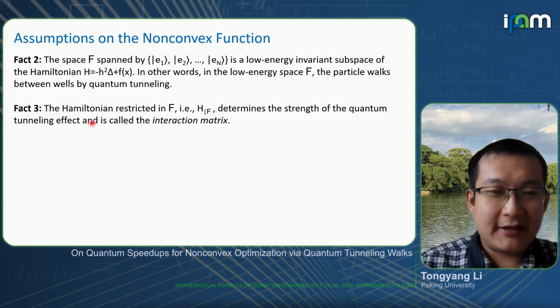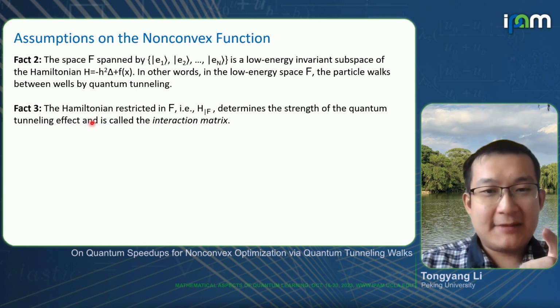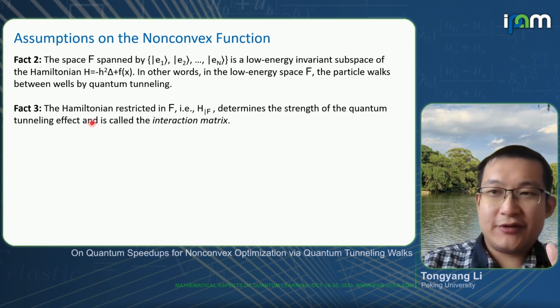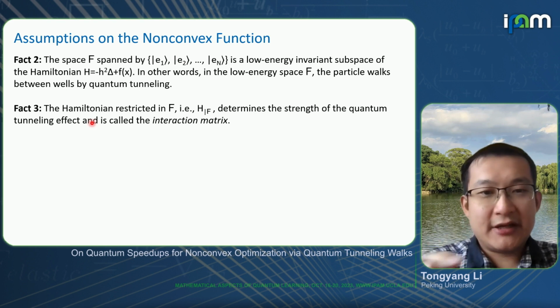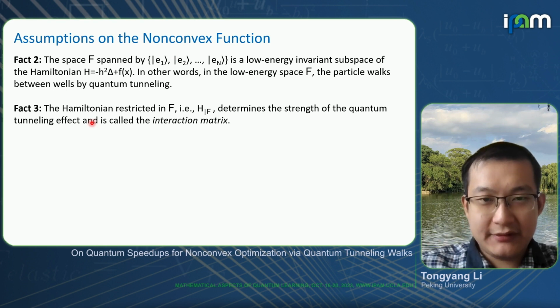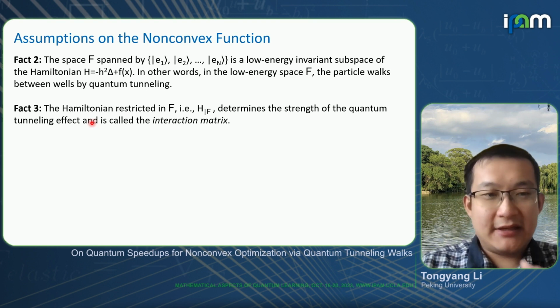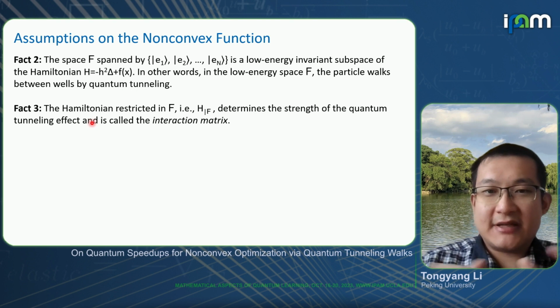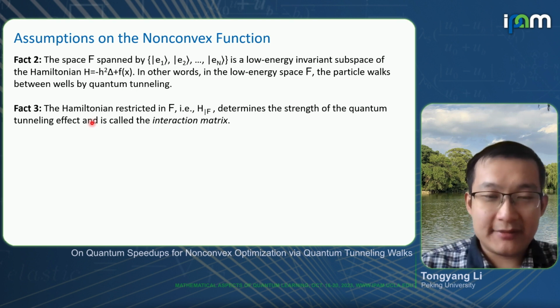And if you consider Schrodinger's equation, and you consider the restriction to this kind of subspace, the probability that you jump to the other excited states is actually quite small. In general, inside this Hamiltonian, if you restrict it to the span of this subspace, we consider the coefficients of this. We just call this matrix the interaction matrix, and such a Hamiltonian really determines the strength of the corresponding quantum tunneling effect.